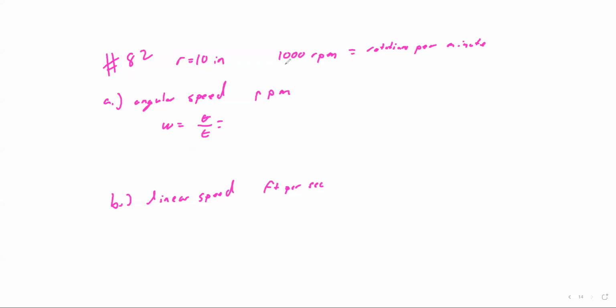So let's read this again. An industrial circular saw blade has a 10-inch radius, spins at 1,000 RPMs. Find the angular speed of the tooth of the blade in radians per minute.